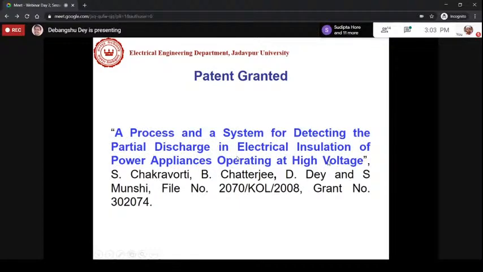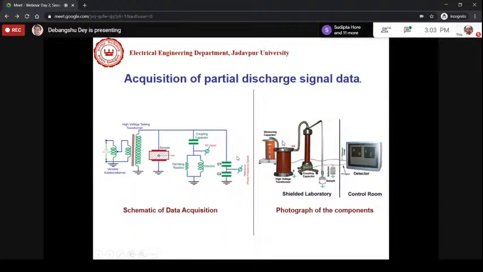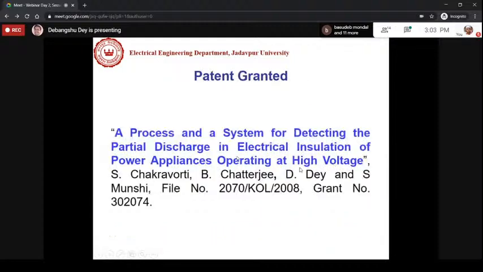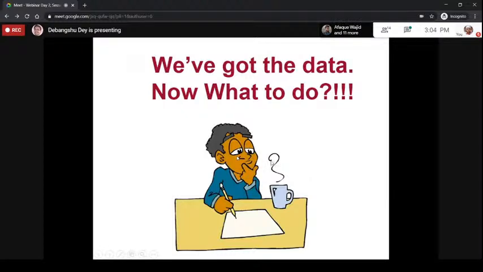So the circuit diagram that we have shown here, and the detector instrument that we have designed, I told you, we have just patented, and the patent is granted. But the main objective now is we have got the data. How to measure the data, we have discussed that part. Now what to do with that data, that means how to understand the condition of the transformer, that is the main part.